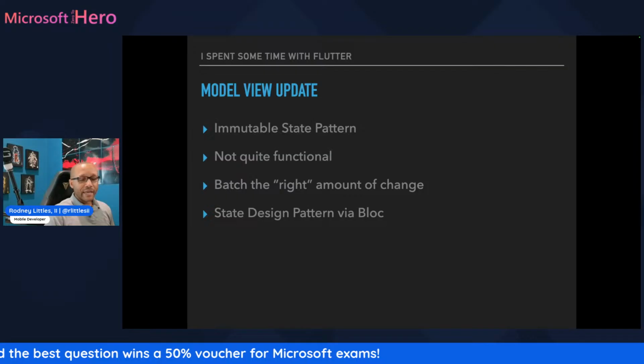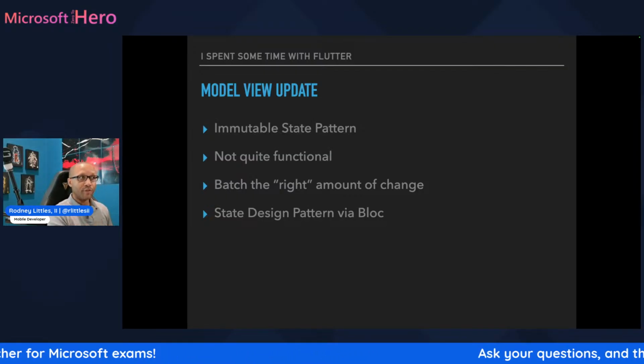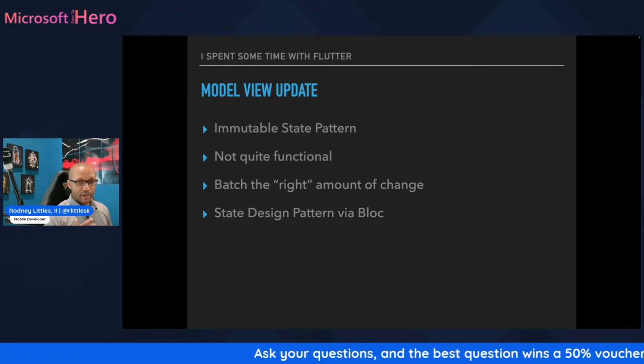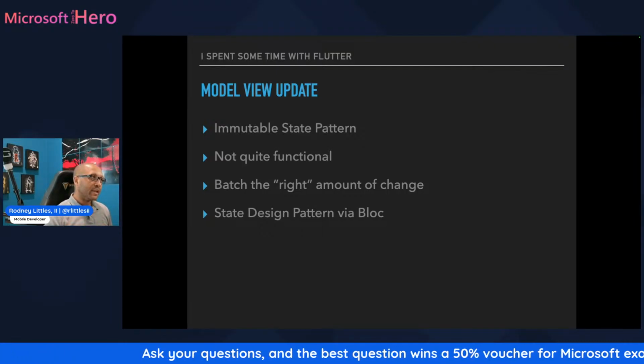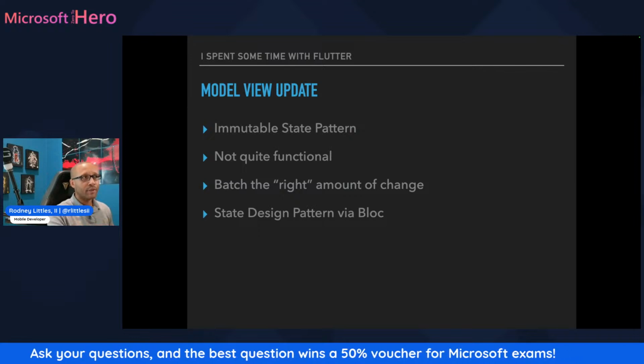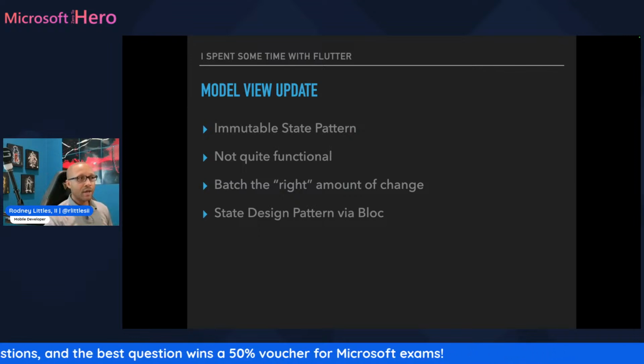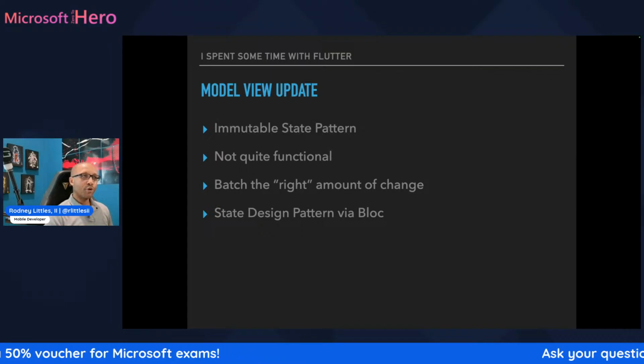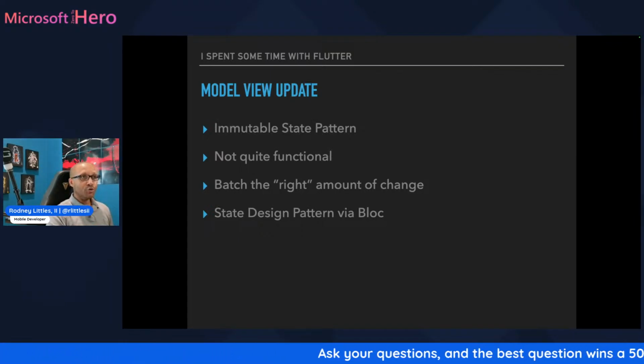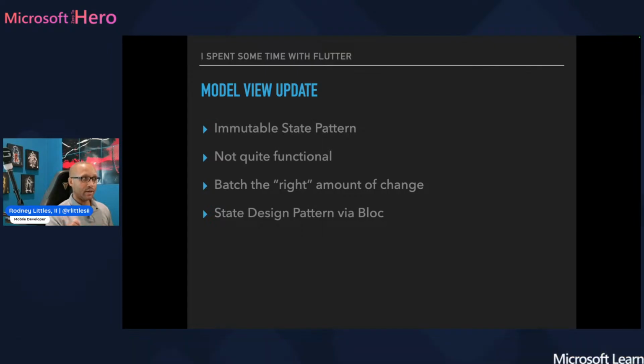The one that I spent the most time with and enjoyed the most was Flutter. And Flutter is built on MVU, which is the model view update approach. I'm not going to say it enforces, but it drives home the immutable state pattern, which is a pattern where if you have an object that has some state, instead of mutating the state in the object bucket, you return an entirely new object bucket. What I also learned is that Flutter is not functional at all.